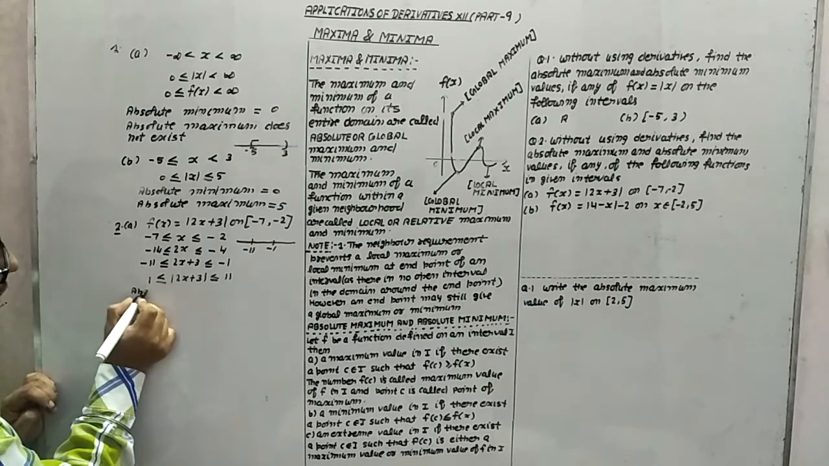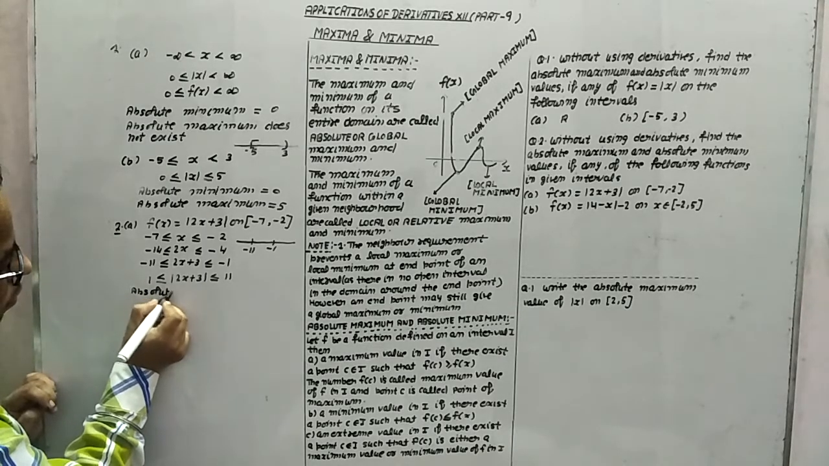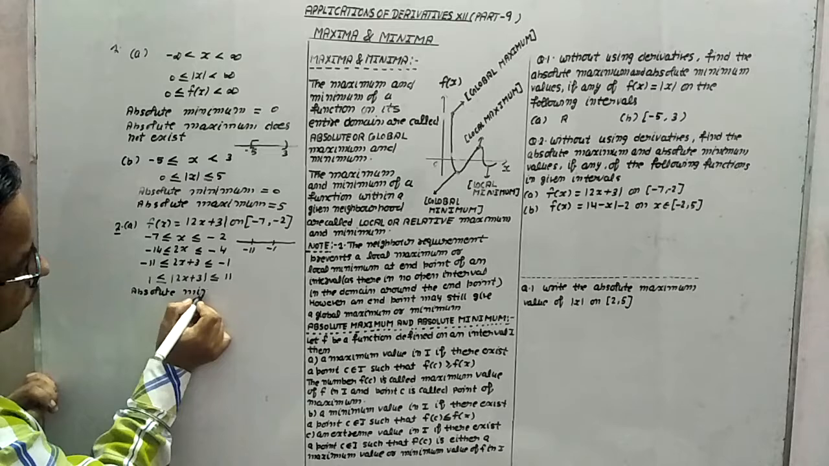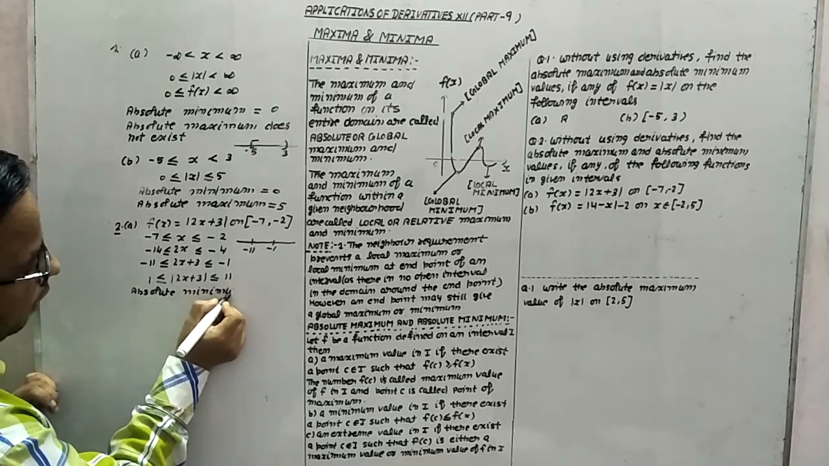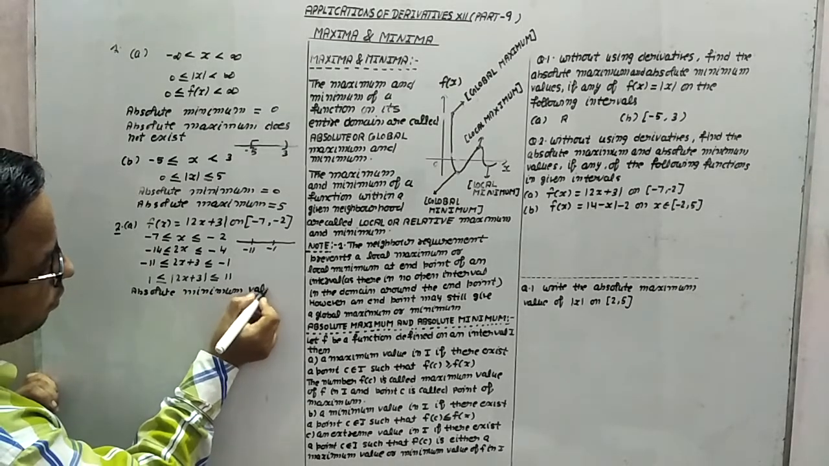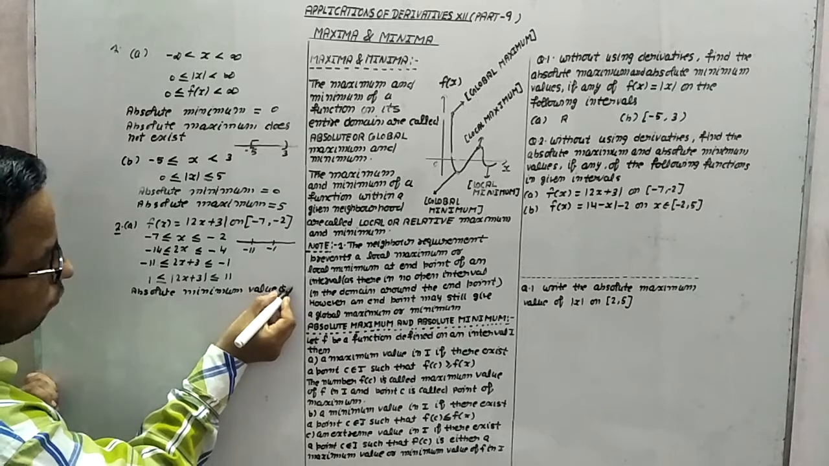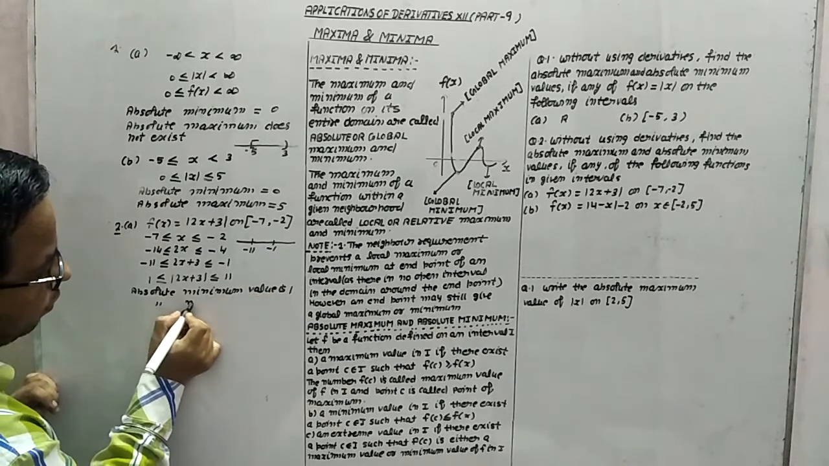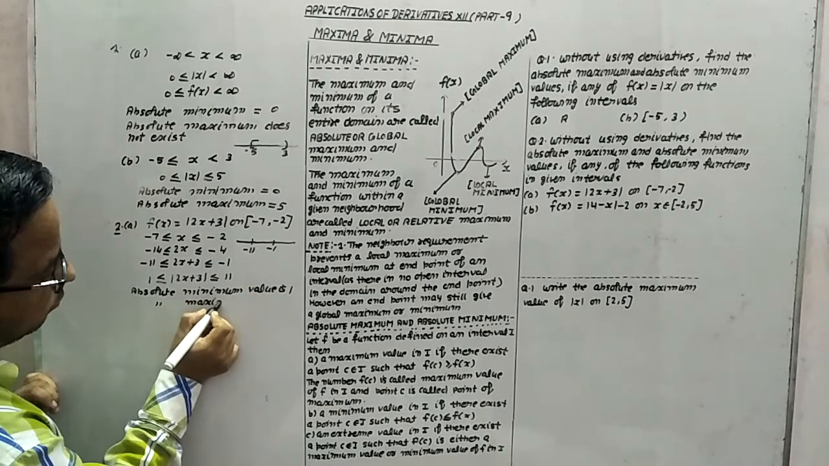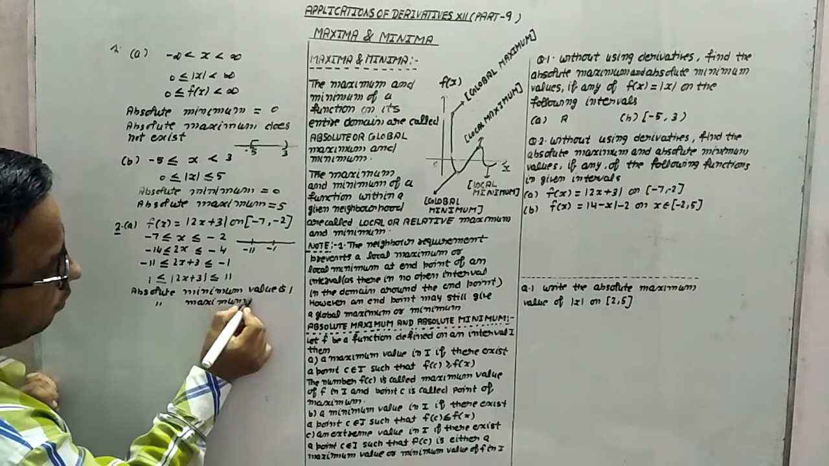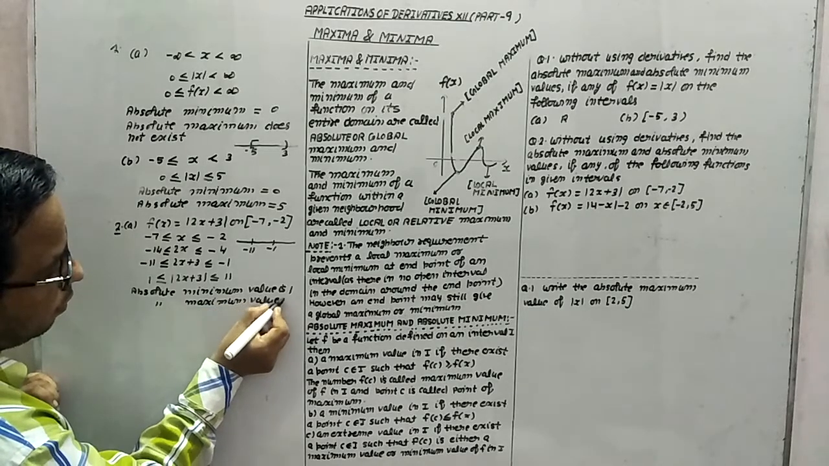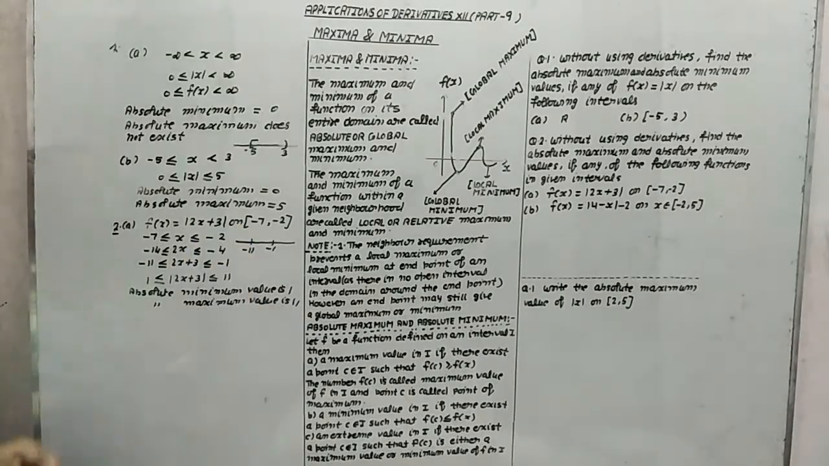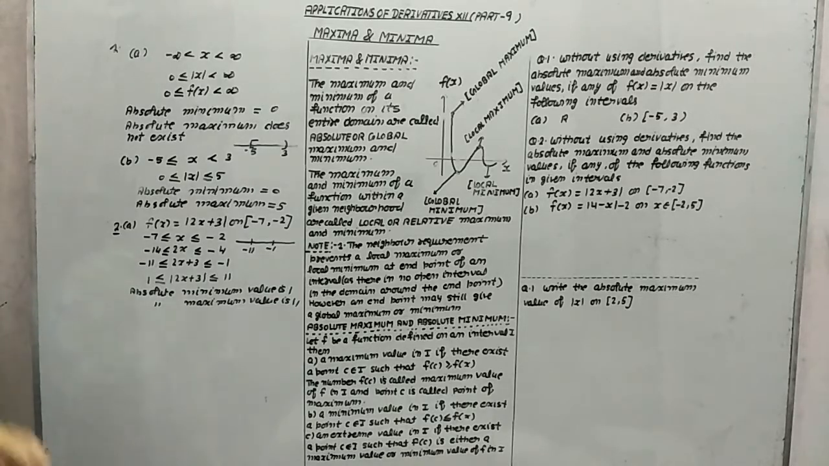So here absolute minimum value is 1 and absolute maximum value is 11. So this is the way to do this type of question.